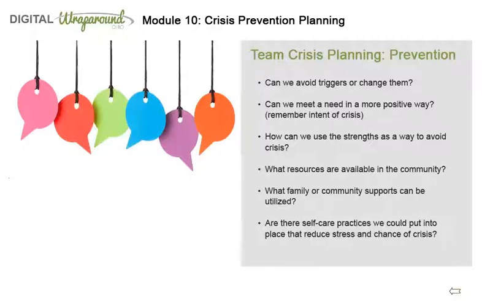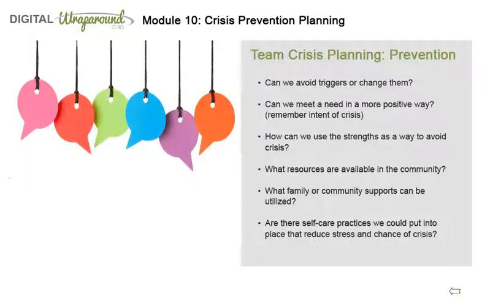The key is to help the team do some proactive prevention techniques in order to create better choices that can help to reduce or avoid triggers, as well as create an environment that is more conducive to meeting the youth's needs. Here are a few things to ask to get the team thinking. Can we avoid triggers or change them? Can we meet a need in a more positive way? Remember working through the intent of the crises behavior as discussed above.